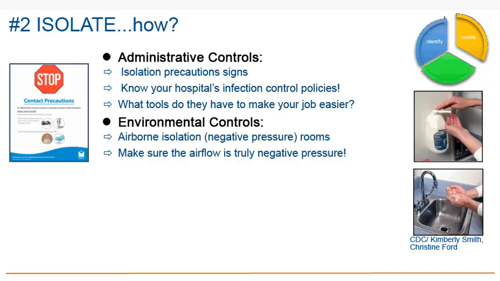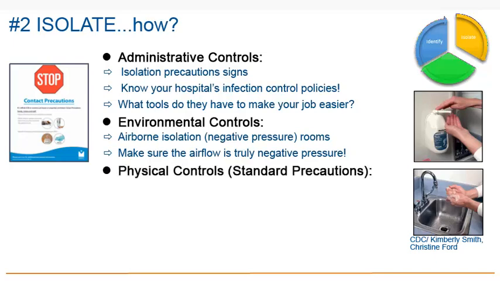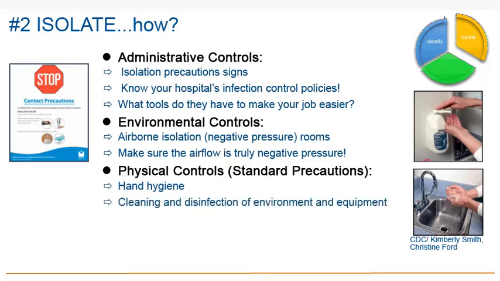Finally, there are physical controls to help isolate the patient. These are important parts of standard precautions. Hand hygiene before and after patient care is the cornerstone of infection prevention. Appropriate cleaning and disinfection of the environment and patient equipment is also critical to decrease transmission. And finally, knowing which PPE, or personal protective equipment, to wear based on the work that you will do and the infection the patient has is critical.